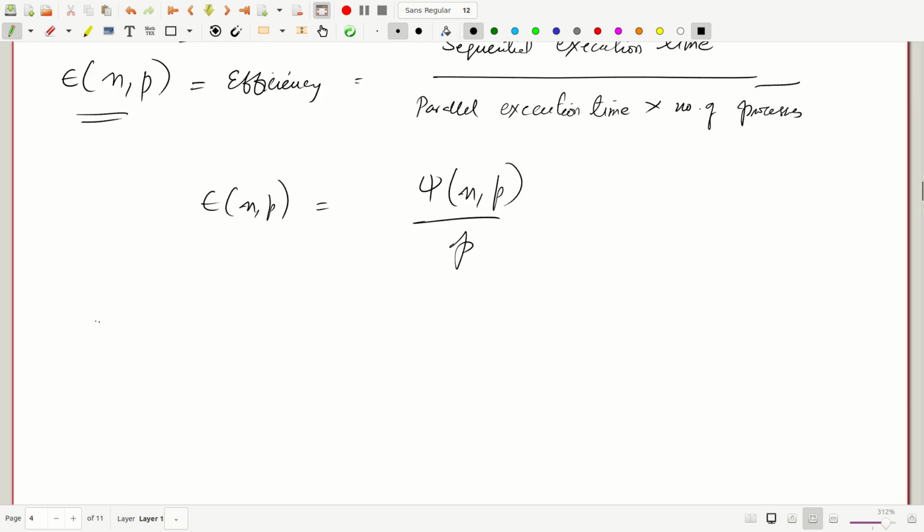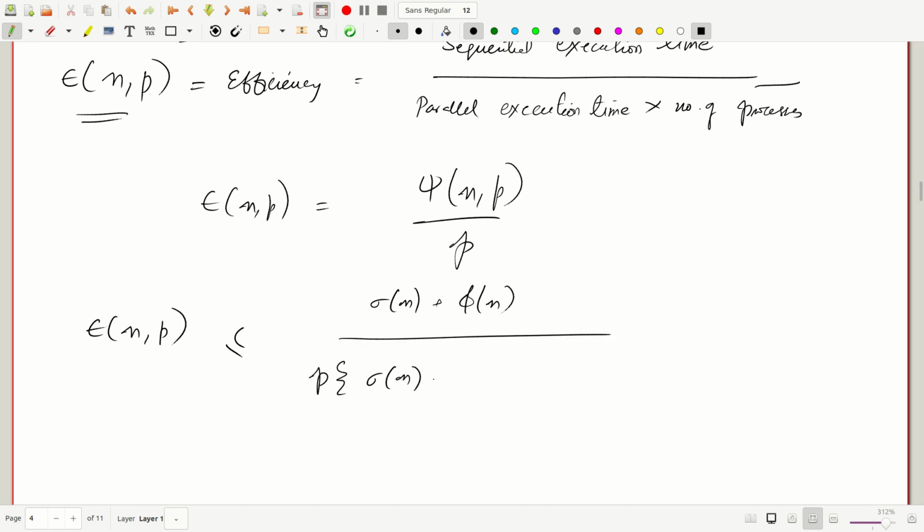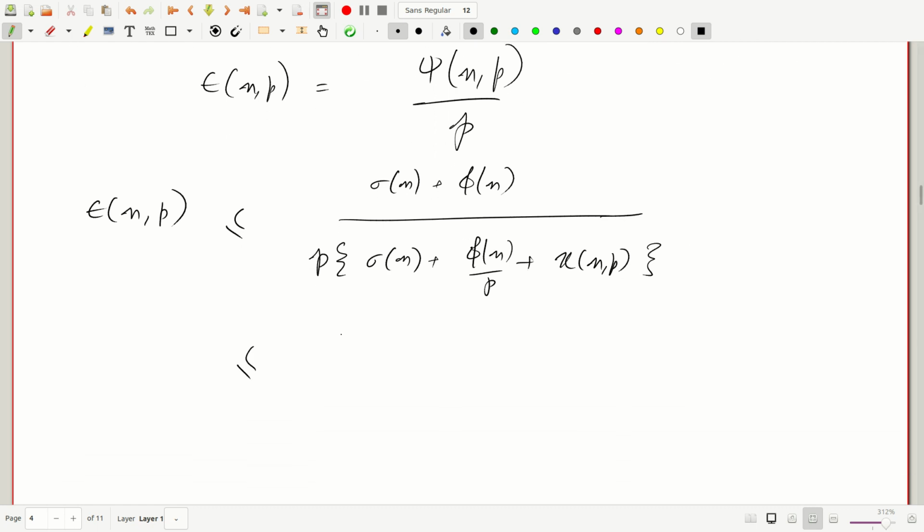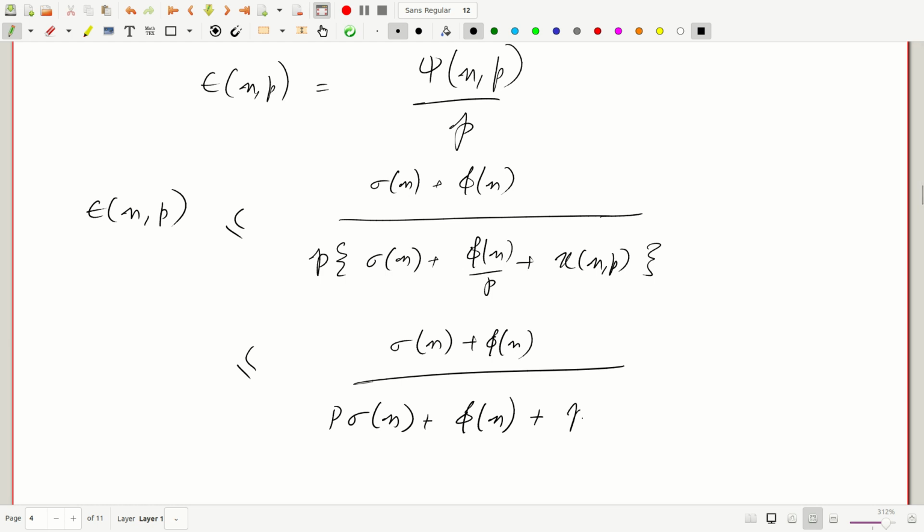I can write that the maximum efficiency that is possible would be less than or equal to (sigma n plus phi of n) divided by p times (sigma n plus phi n by p plus kappa of n,p), right? Okay, so that's what we have. Now of course this can be simplified by multiplying with p. So efficiency for n and p can be written as (sigma n plus phi of n) over (p times sigma n plus phi of n plus p times kappa of n,p). Okay, all right.